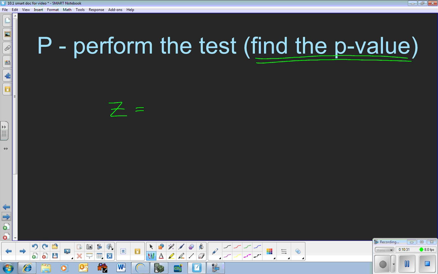The formula for z is x bar, the sample mean that we actually got, minus mu sub 0. This is the claim, the mean that the null hypothesis stated, over the standard deviation, sort of. This is our adjusted standard deviation, which is called the standard error. So you use this formula, you get your z-score, and then you draw a normal curve and see what's the probability of something as rare as this z-score.